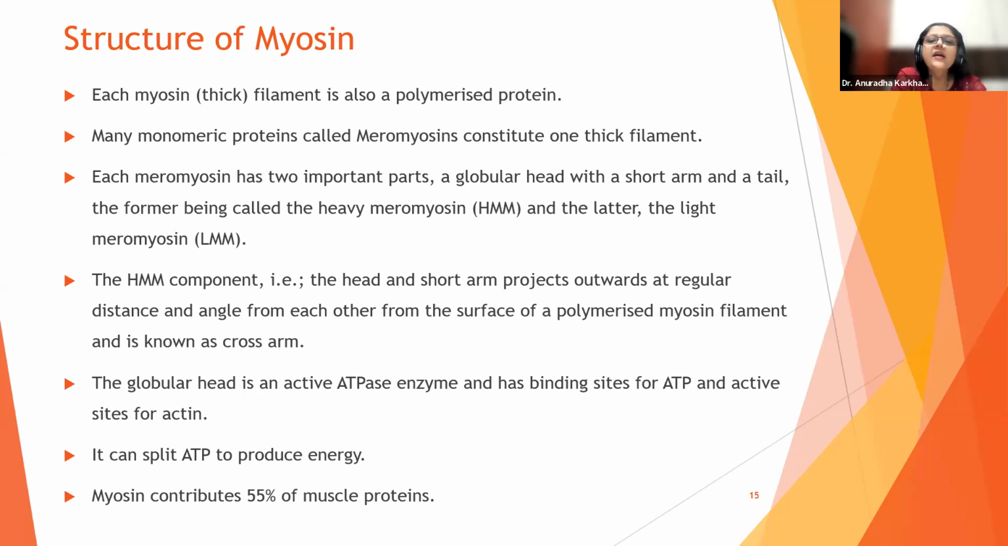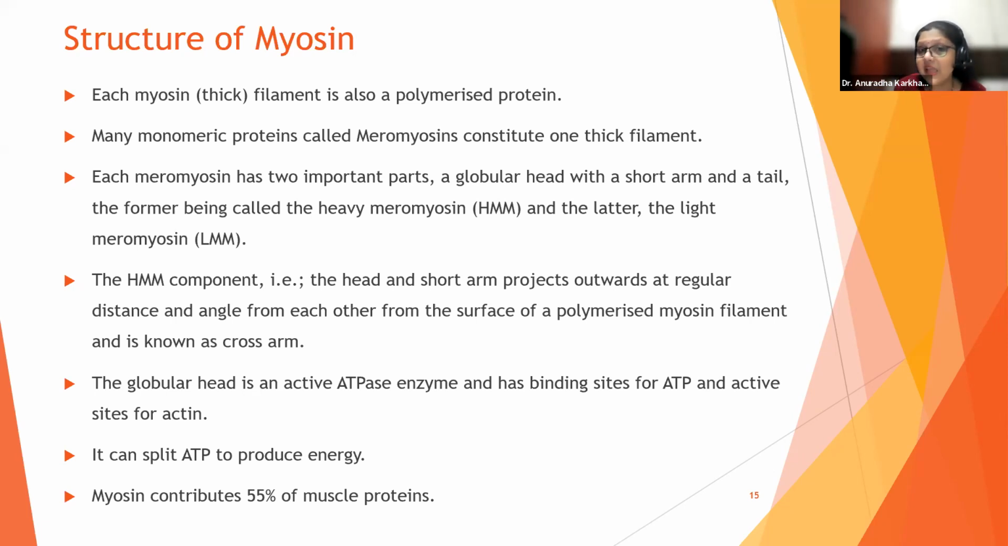Okay, the head with short arm will be called heavy meromyosin, जिसको हम abbreviate करते हैं as HMM. And the tail part will be called light meromyosin, that is LMM. So head with short arm is HMM and the tail is LMM. So HMM plus LMM constitutes one meromyosin. That way, there would be several meromyosins connected together to form the filament.